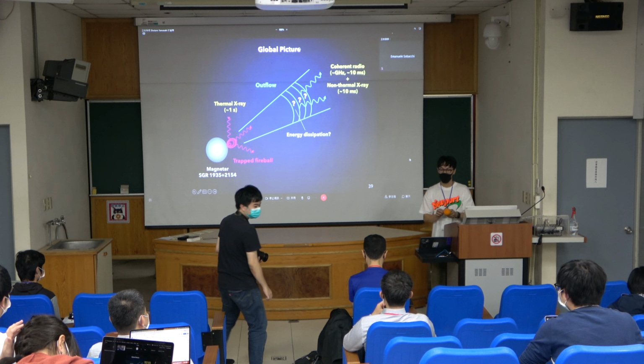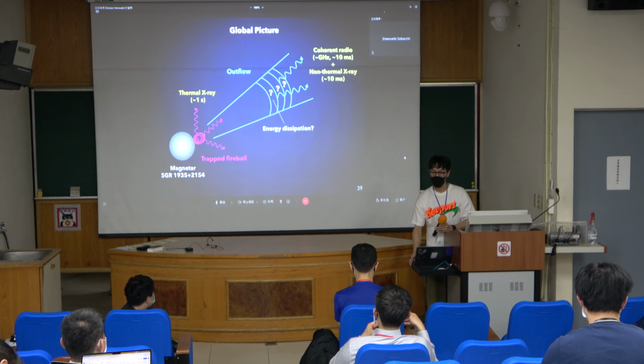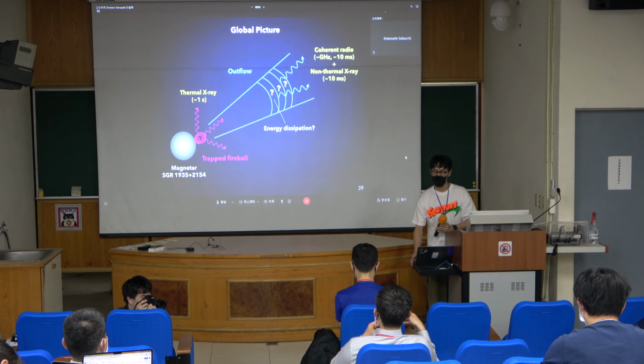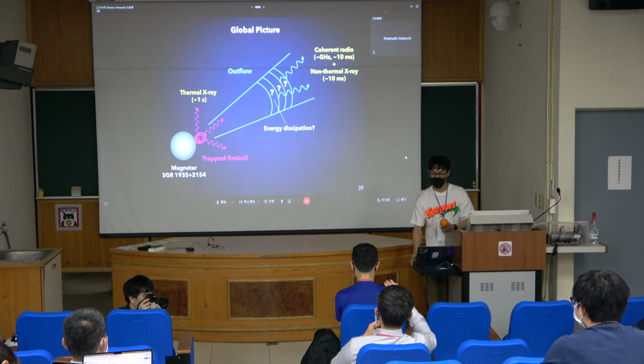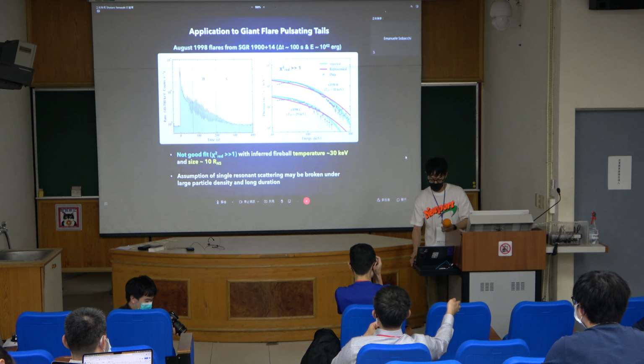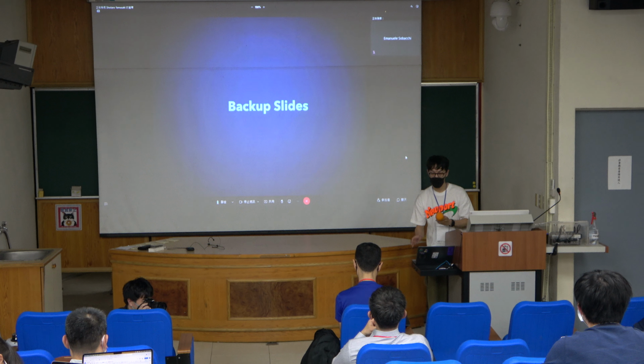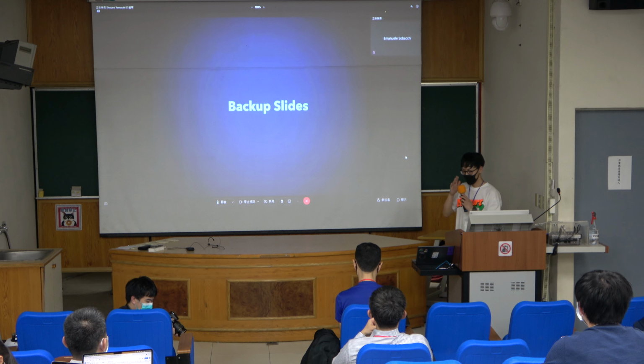There are many previous researches about the temperature of the fireball using, for example, a power law plus exponential or something like that. What is the difference of the temperature from the previous results?